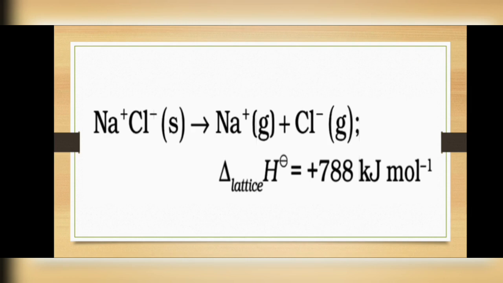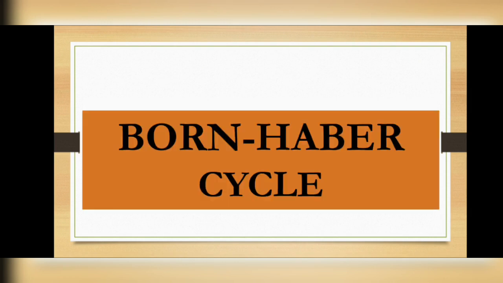If you consider this example, it is impossible to determine the lattice enthalpy directly by experiment. You cannot find the lattice enthalpy of this particular reaction directly by experiment. So to find lattice enthalpy, you need an indirect method. To find it, we need to construct an enthalpy diagram, and that enthalpy diagram is called the Born-Haber cycle. So the Born-Haber cycle is an enthalpy diagram to find the lattice enthalpy in an indirect method.